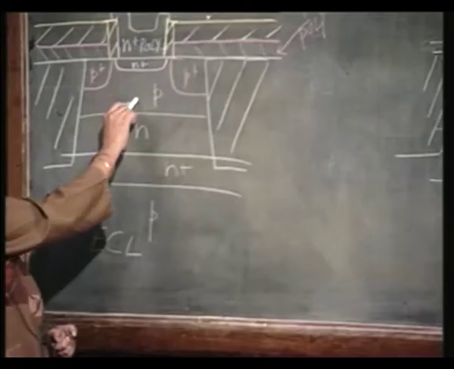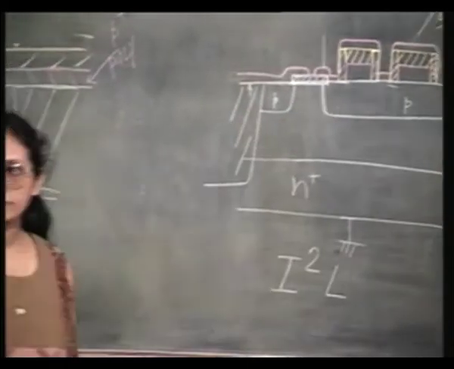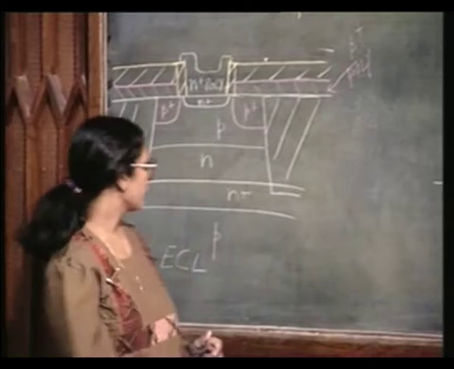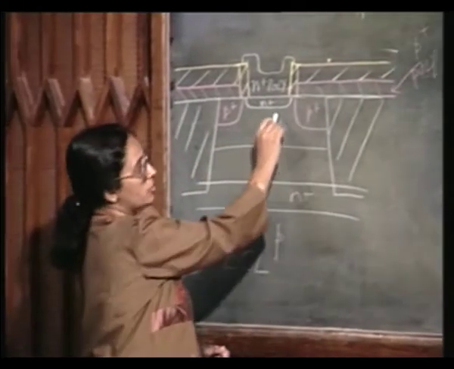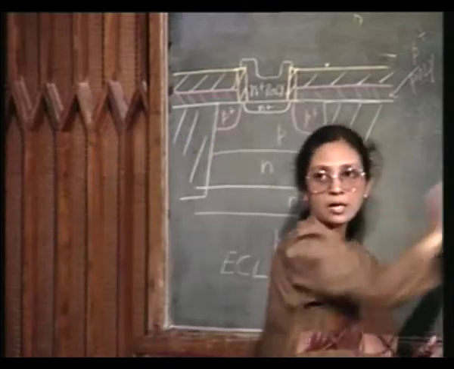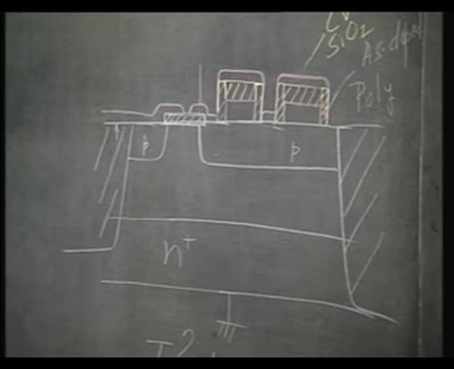This base P actually could be shared with these P's. They can be done in the same process steps. I could use this portion of the circuit in order to realize my I square L.